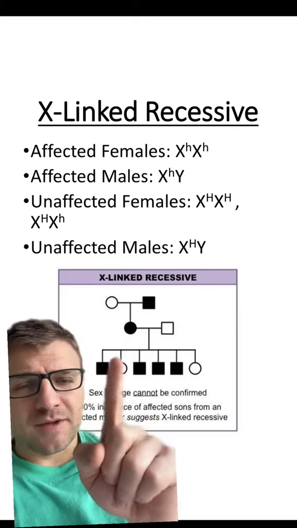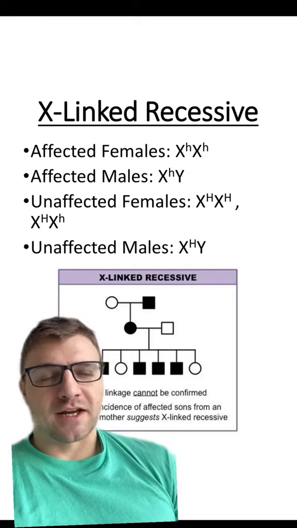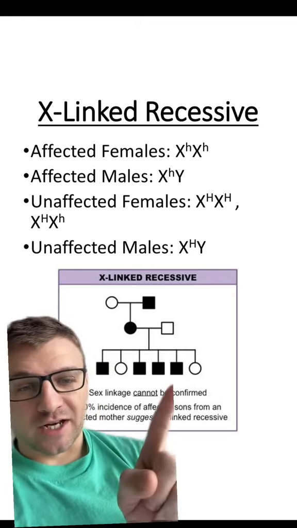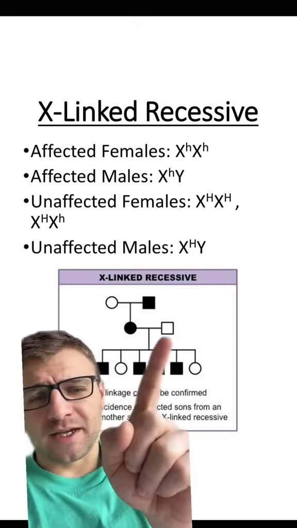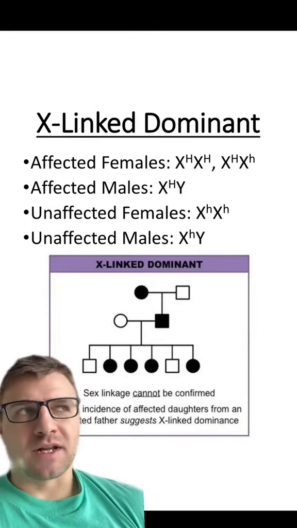For example, this female is going to pass on that Xh to all the males, because the males are going to inherit that X chromosome from the mother. So that means they're all going to have this trait. And since the male has a big H, all the females won't have this trait, because they have at least one big H.